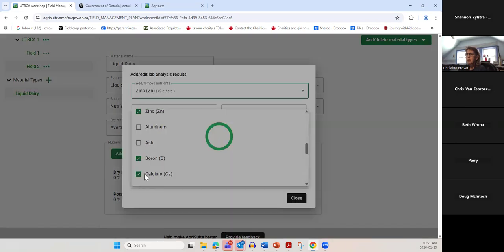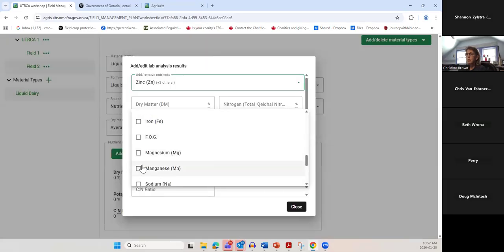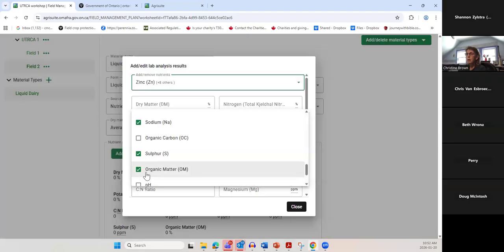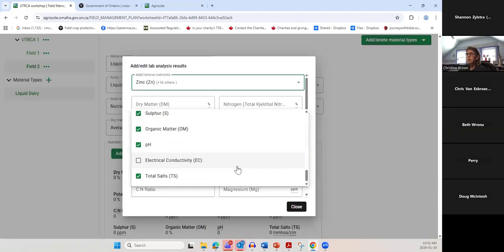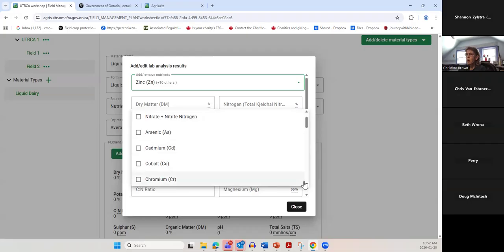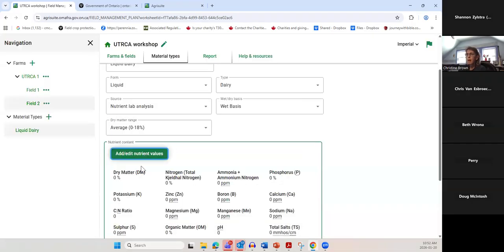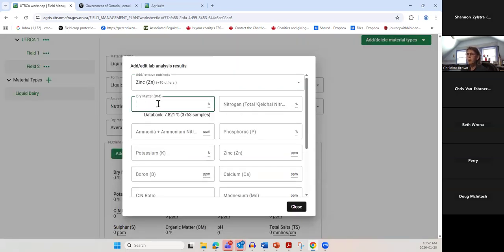Boron, calcium, carbon to nitrogen ratio, magnesium, manganese, sodium, sulfur, organic matter, pH, and total salts. Most of you will probably not have these all on your analysis, but we're going to go through them and basically say, okay, this is why it's valuable or important.